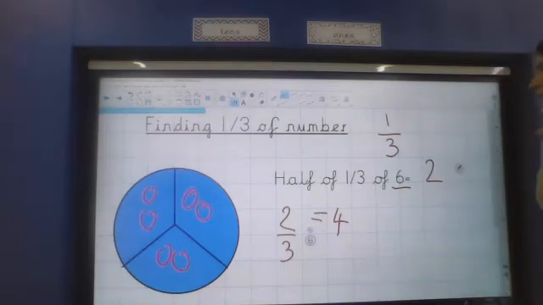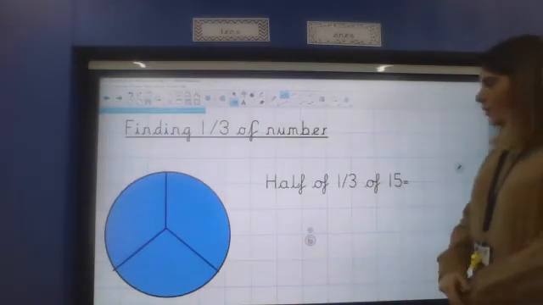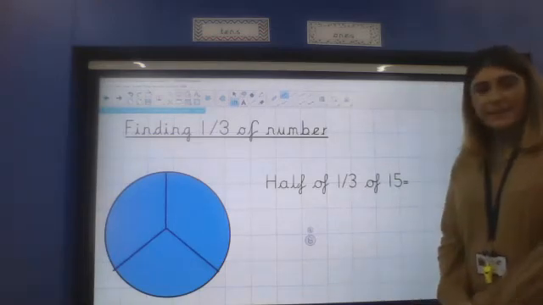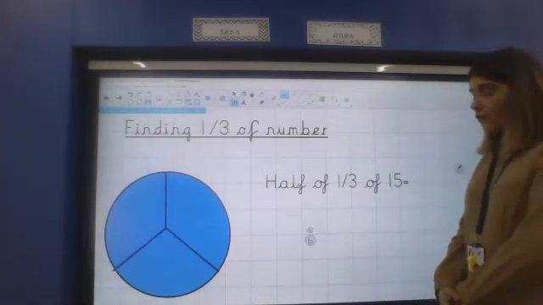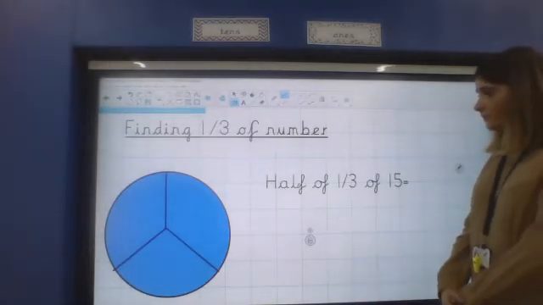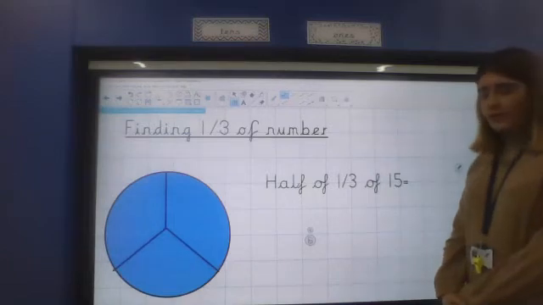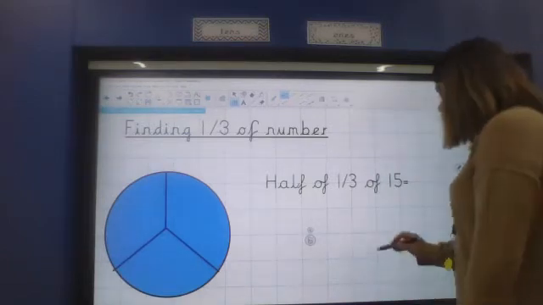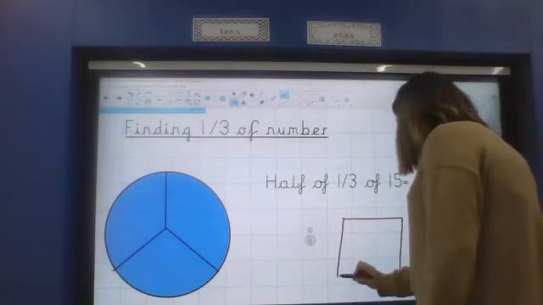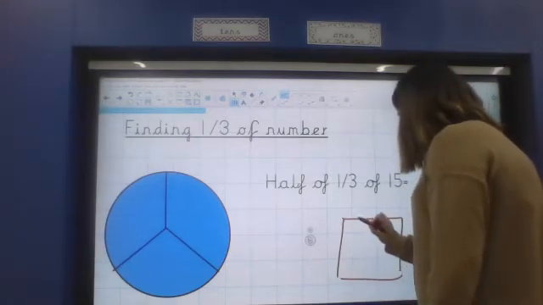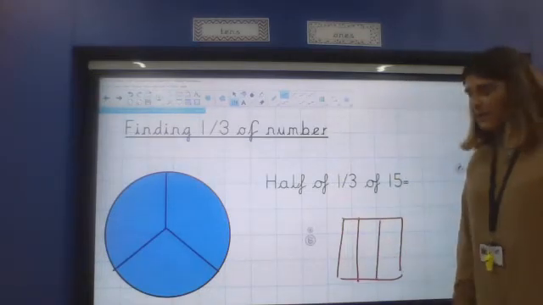Okay. So this time, I'd like you to have a go. So on your board, draw yourself a circle with your grown-up. You might need a little bit of help with this. So divide your circle into 3 equal parts. Or another shape, it doesn't have to be a circle. Okay, so once you've divided your circle into 3. You can also choose a different shape and divide it into 3. That's easier. Okay, now we'll divide your whiteboard in 3.